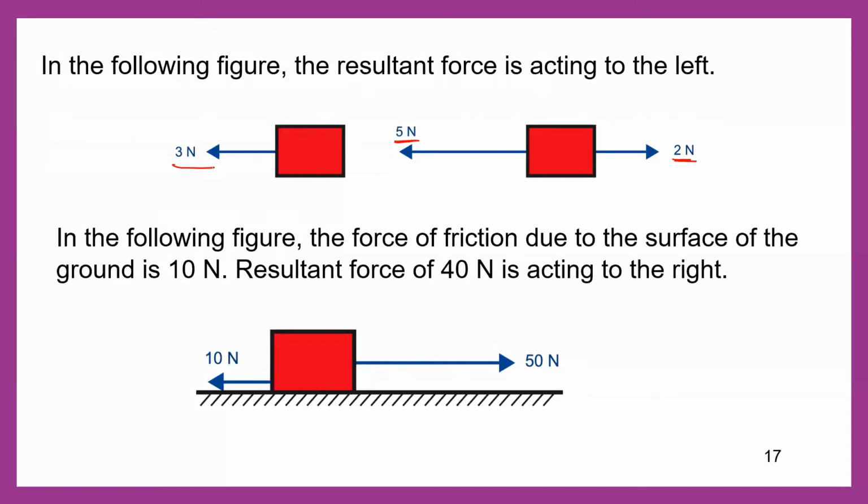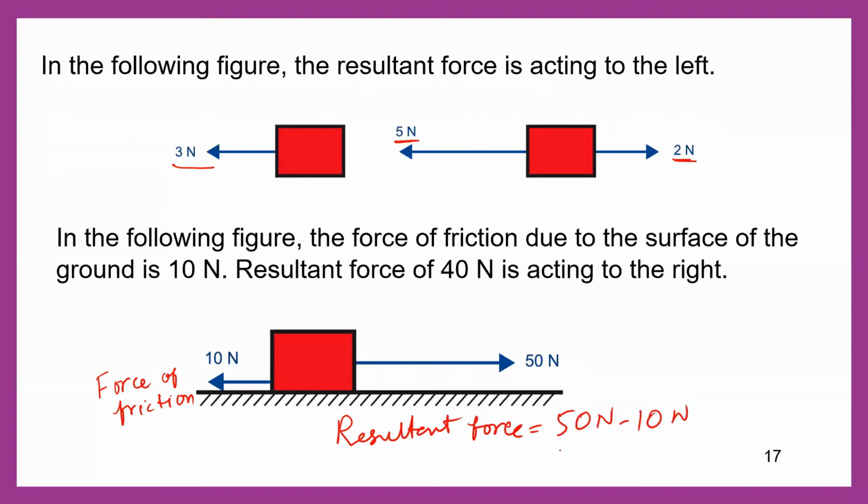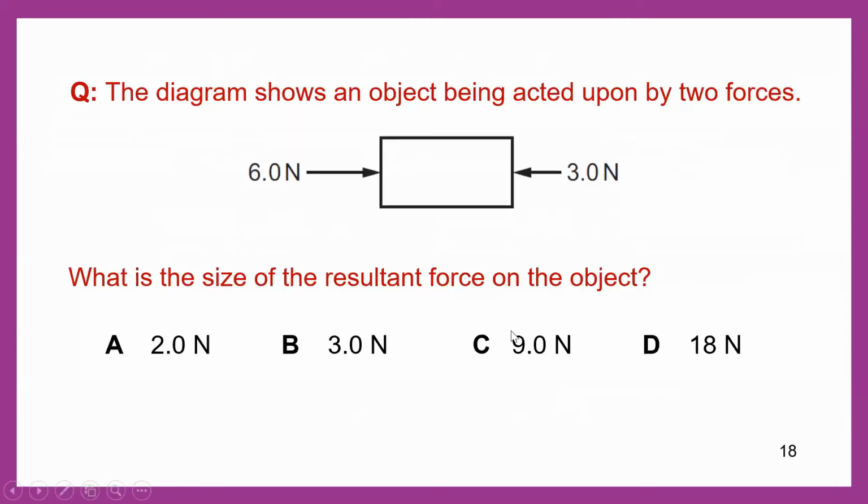In this case, I'm not going to talk about air resistance. There is 10 newtons of friction, and 50 newtons is the applied force. So in that case, the resultant force is 50 newtons minus 10 newtons, that's going to be 40 newtons to the right. Now we are going to practice some questions.